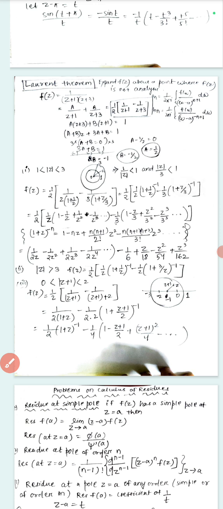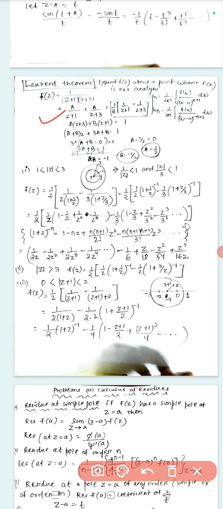Then one Laurent theorem question. Laurent theorem is applied where f of z is not analytic at a point, but Taylor theorem is applied where f of z is analytic. Here is one question: 1 by z plus 1 into z plus 3. Apply the partial fraction method here, a by z plus 1 plus b by z plus 3.